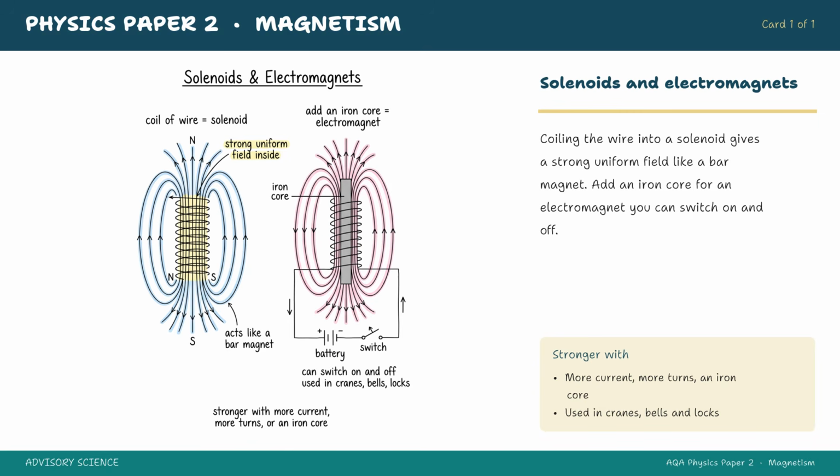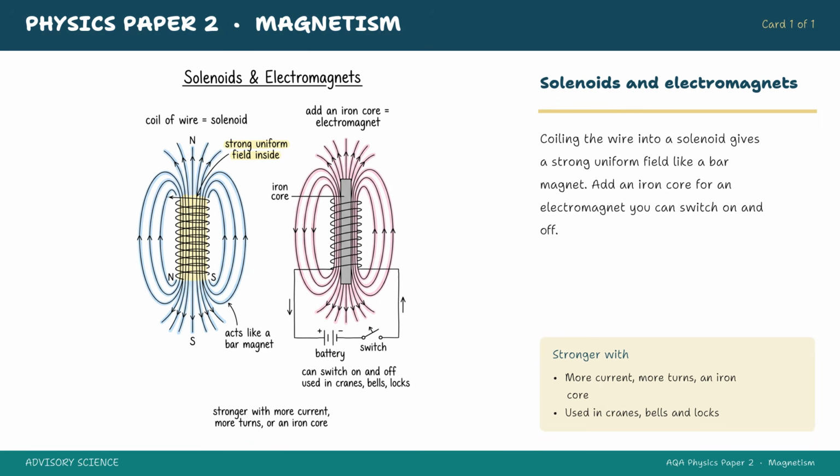Solenoids and electromagnets. A single wire's field is weak, so we coil the wire into a cylinder called a solenoid. The clever part is that the field from every loop adds together, giving a strong, uniform field inside the solenoid, while outside it looks just like a bar magnet, with a north and a south end. Put an iron core inside the solenoid and you have an electromagnet, and the iron massively boosts the field.